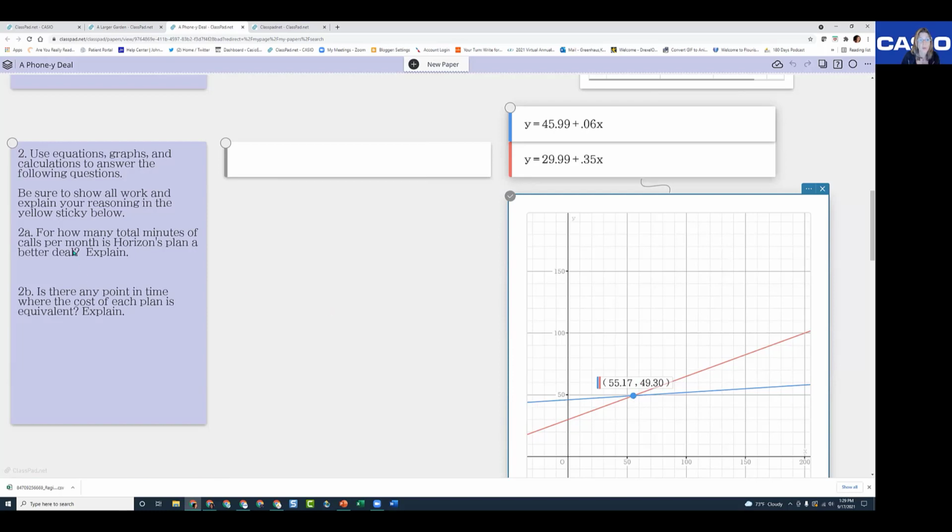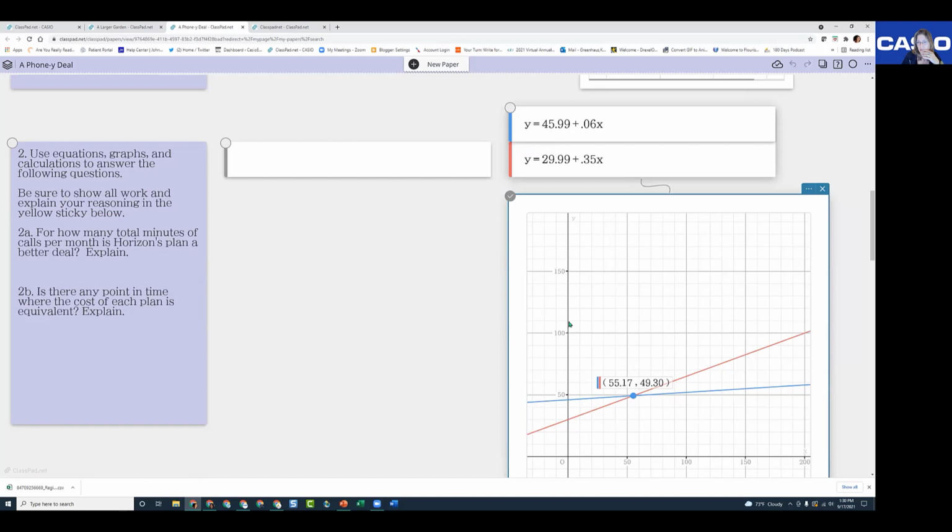And so how would you answer a question here? How many total minutes of calls per month is Horizon's Plan A a better deal? And Horizon is this first one, which is in blue. So it's a better plan up until... no, it's the opposite, right? Oh, it's the opposite, I'm sorry. It's a better plan after? Yes. Right, because then it's cheaper.